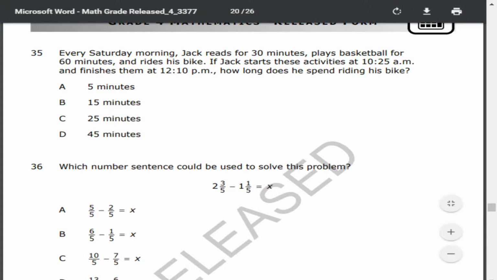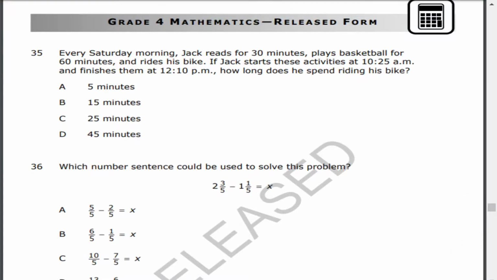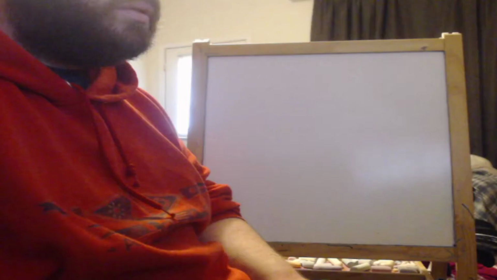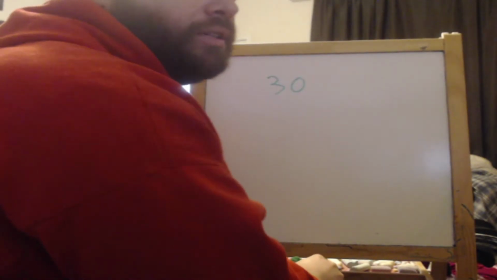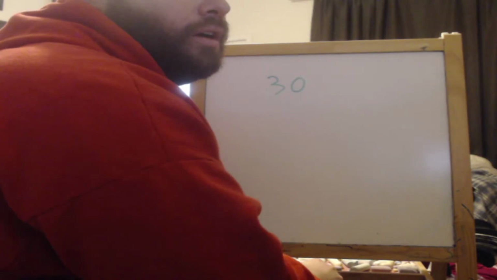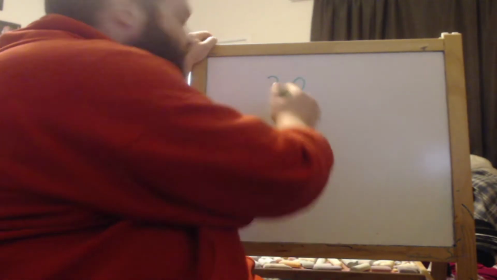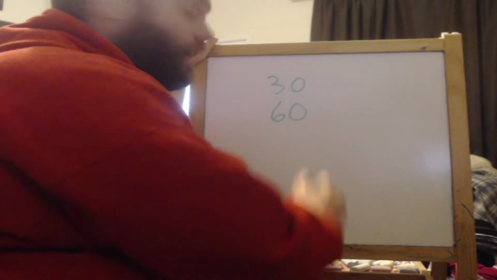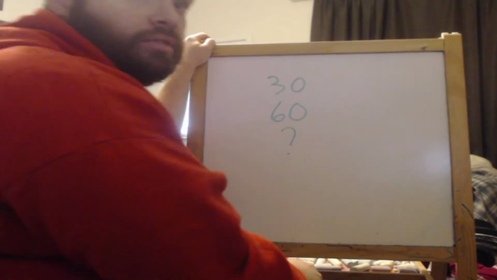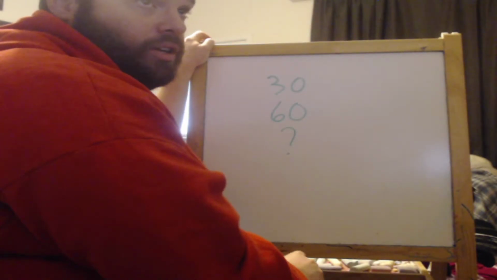So this is basically a time elapsed problem. It says that he does 30 minutes of reading, 60 minutes of basketball, and then a question mark, right? We don't know how long he rides his bike for. That's what we're trying to figure out.